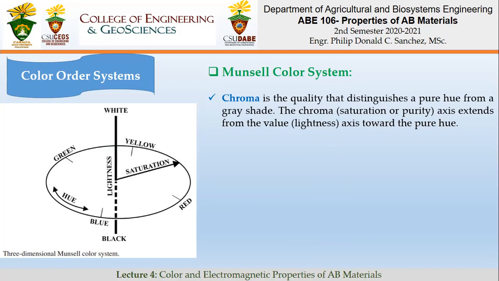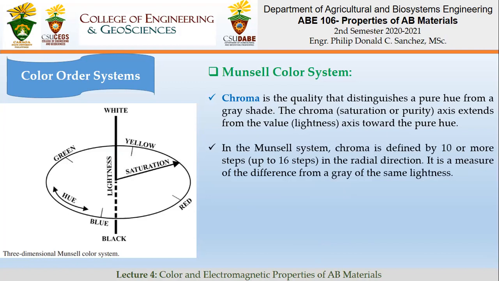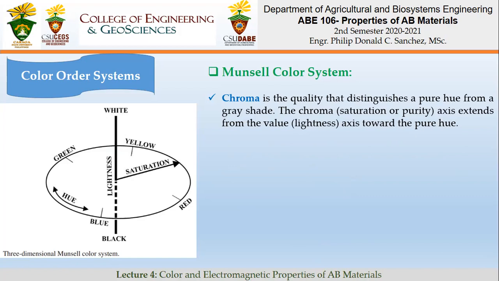So for example, again, you measure color yellow-green and then color green, you get the hue value, and then that can also be compared with the grayscale standard, and that's the chroma value. So chroma is based on the grayscale value, while hue is measuring the difference from one color to another. In the Munsell system, chroma is defined by 10 or more steps, up to 16 steps, in the radial direction. It is a measure of the difference from a gray of the same lightness. I just want to emphasize how hue and chroma differ.